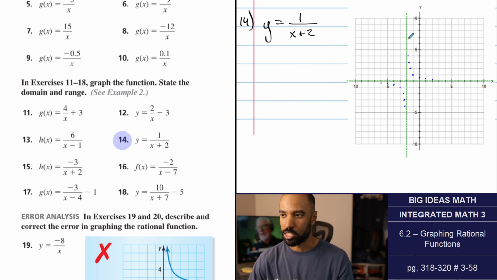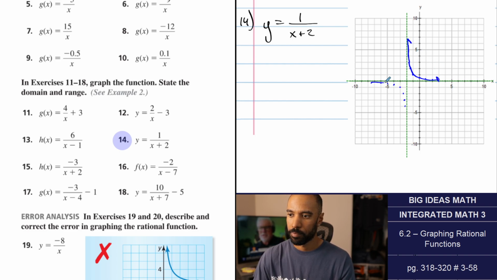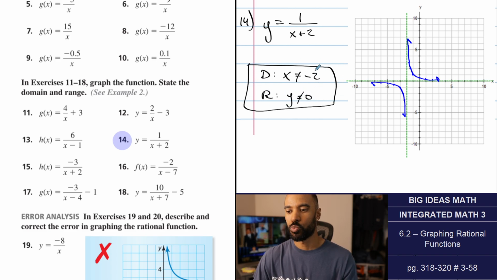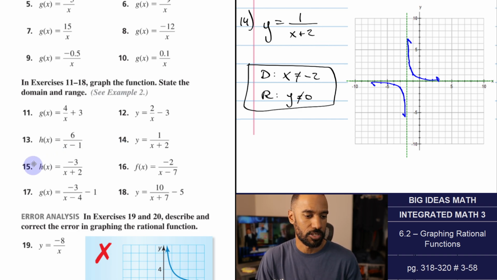So I'm not going to go all the way to the tippy top. I'm just going to kind of push close, draw my half arrows, and be on my merry way. Okay, a lot of concentration there. Domain, x can't equal negative 2. Range, y can't equal 0. And remember, that's just a way of saying it can equal anything but 0 or anything but -2, right? That's the statement we're making there.